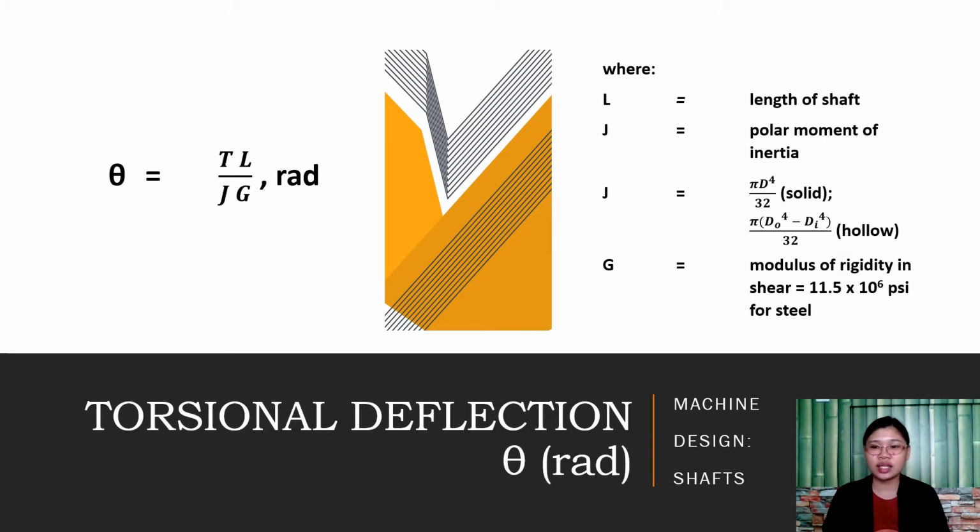In such a case that G, or the modulus of rigidity in shear, is not given, and the given material is steel, kindly remember that you may use 11.5 times 10 to the 6 psi, or pounds per square inch, for steel. Other books, I think, use 12 times 10 to the 6 psi. So in such a case that you cannot solve it with 11.5 times 10 to the 6 psi, you may use 12 times 10 to the 6 psi.